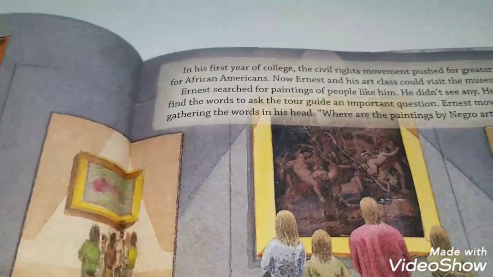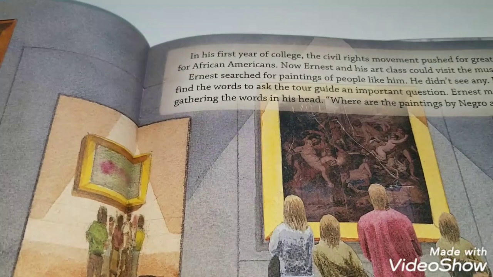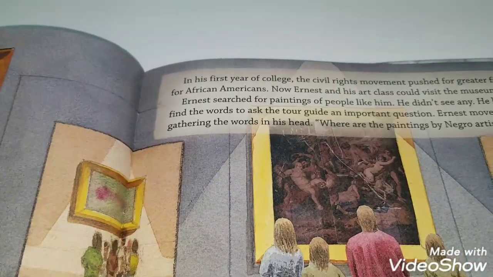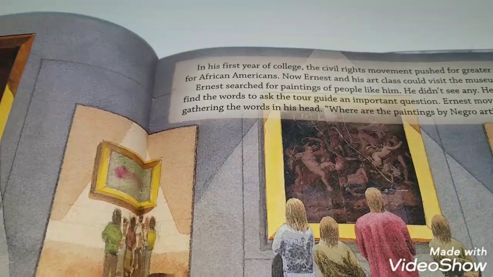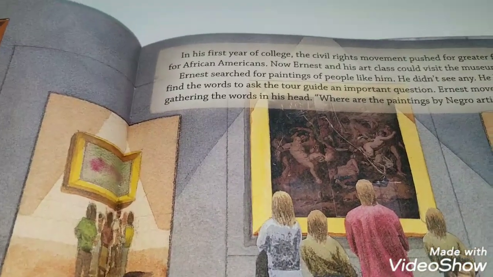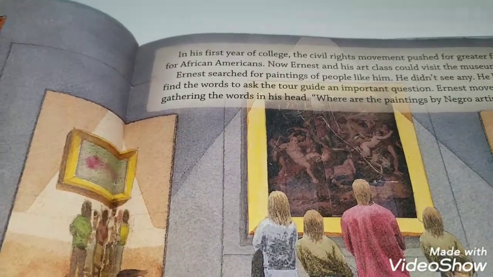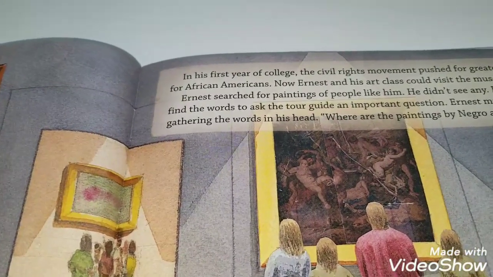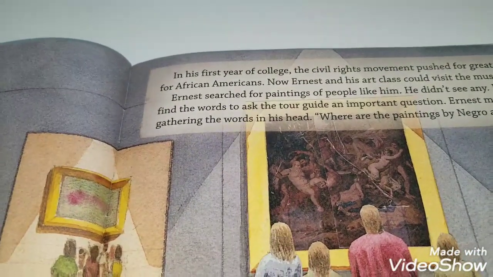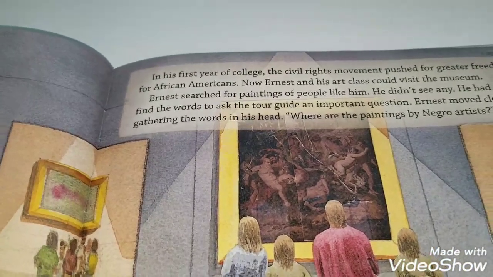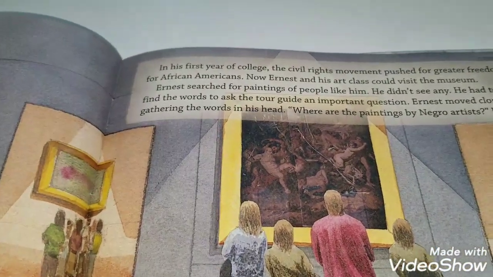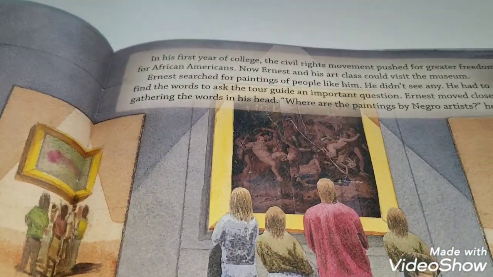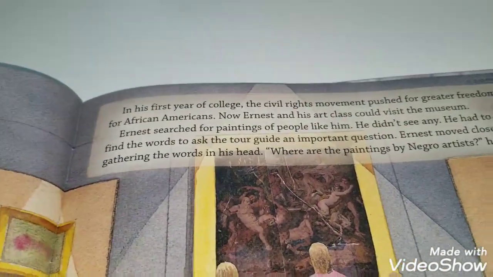How was he feeling in the moment? Was he feeling nervous? If so, why was he feeling nervous about asking such a simple question? And we will talk about that. And then it says, Ernest moved closer, gathering the words in his head. Where are the paintings by the Negro artist? He asked. So when he asked that question to the tour guide, let's assume the tour guide was of European descent.